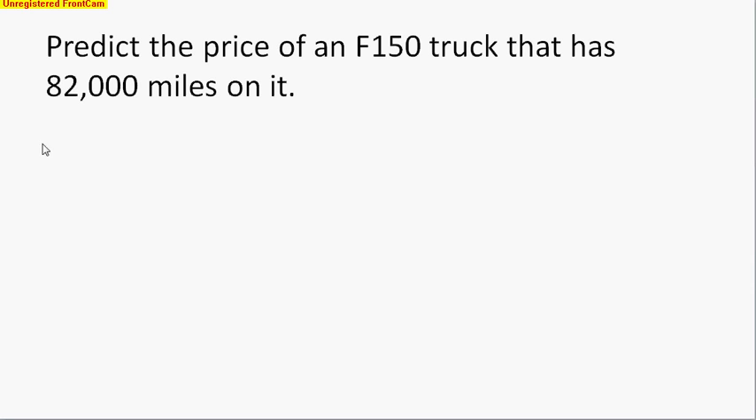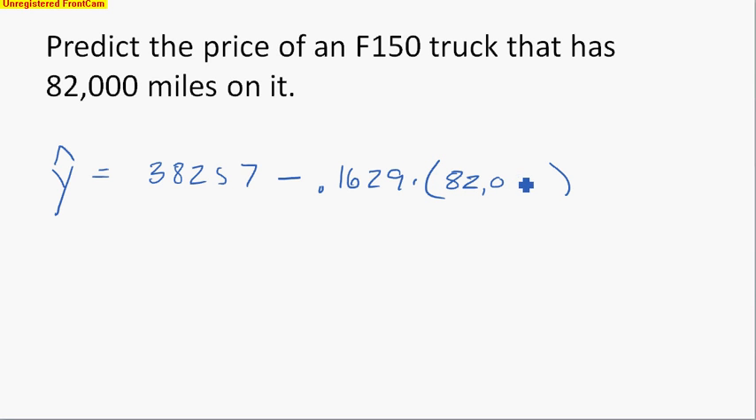This is so simple. All you have to do is take your equation, which was y hat, remember that's price hat, equals 38,257 minus 0.1629 times x. But instead of x, again, x is how many miles is on the truck, I'm actually going to plug that in, 82,000. And then all you have to do is solve for it, right?